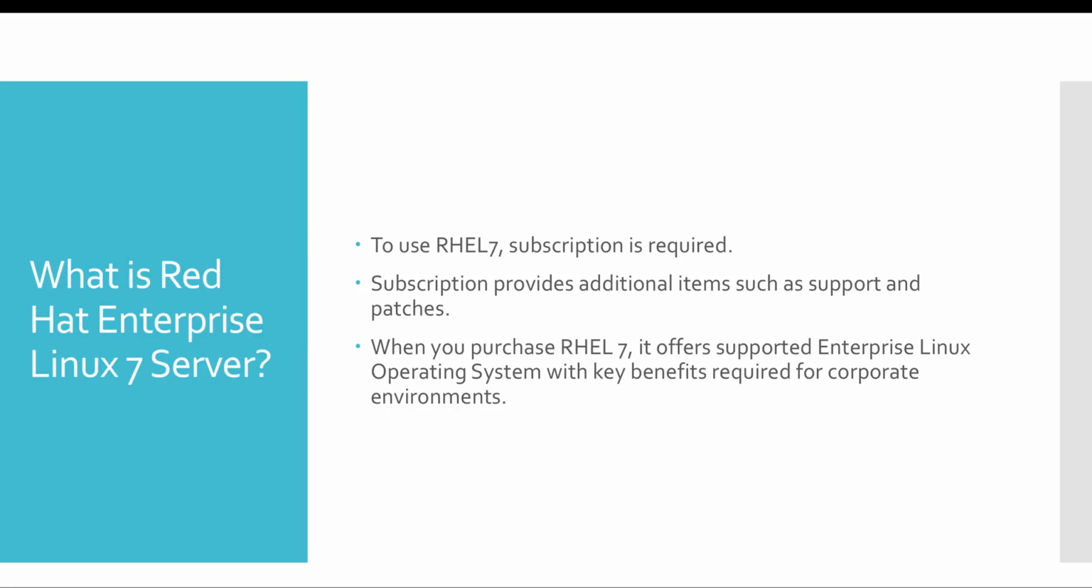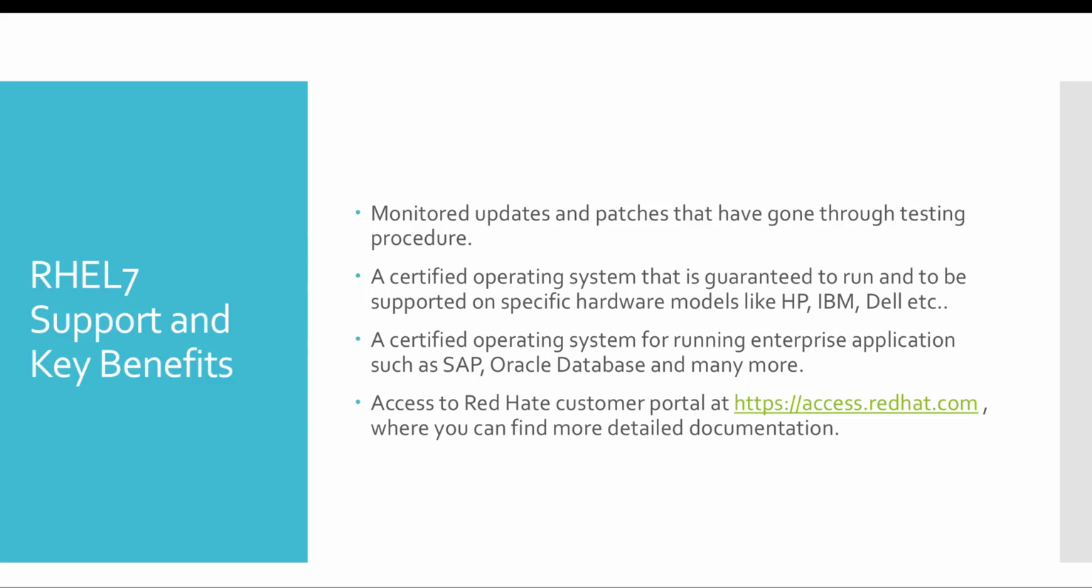When you purchase RHEL7, it offers a supported enterprise Linux operating system with key benefits required for corporate environments. What are the key support and key benefits? When you subscribe, you can get updates and patches that have gone through a testing procedure, a certified operating system that is guaranteed to run and to be supported on specific models like HP, IBM, Dell, etc., and a certified operating system for running enterprise applications such as SAP, Oracle database, and many more.